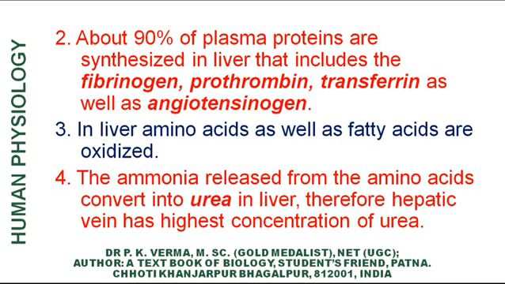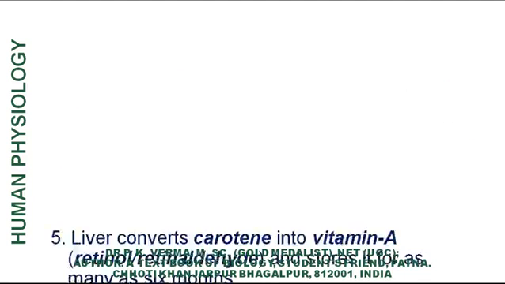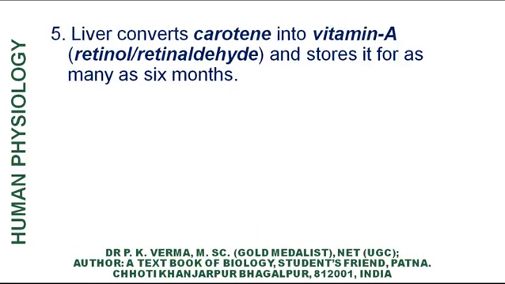The vein returning from the liver to the posterior vena cava is known as the hepatic vein. It has the highest concentration of urea. The liver converts carotene into vitamin A, retinol and retinaldehyde, and these are stored for as many as 6 months.